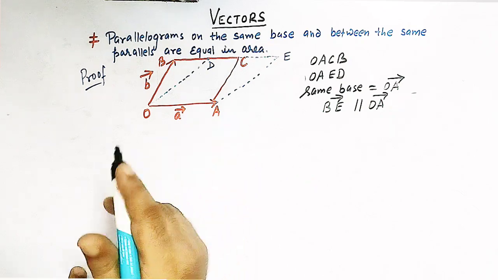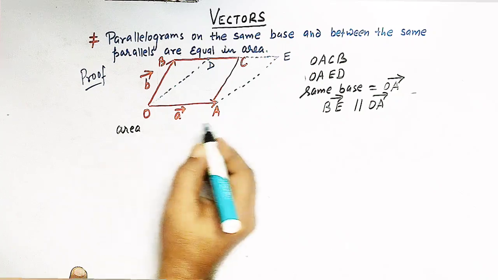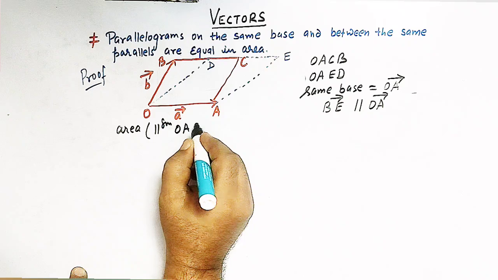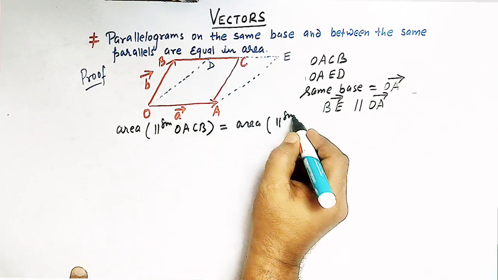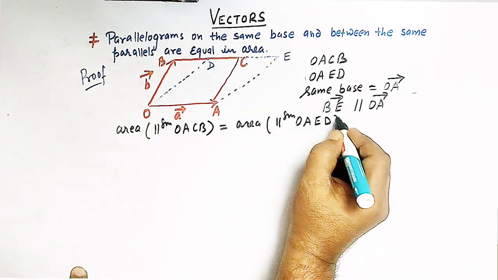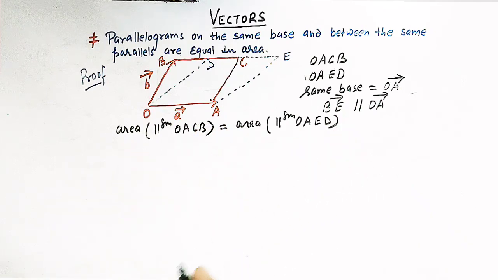So here we have to prove with the help of vectors that the area of the parallelogram OACB is equal to the area of the parallelogram OAED, right? So to prove that these two areas are equal, we have to make use of some concepts from vectors, and the first concept is the scalar multiplication of a vector.